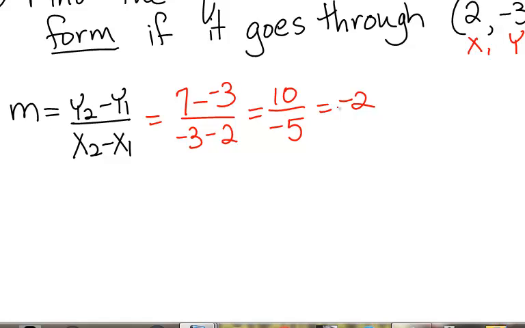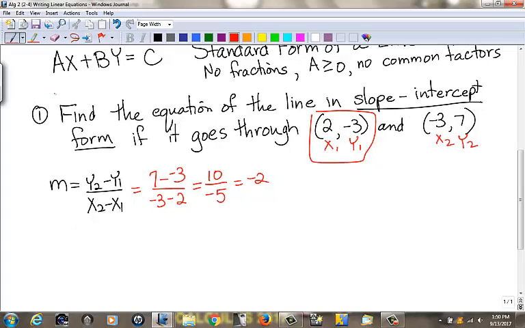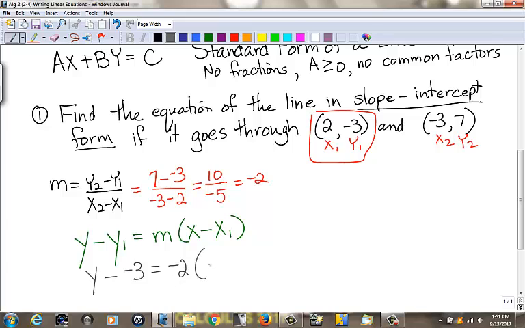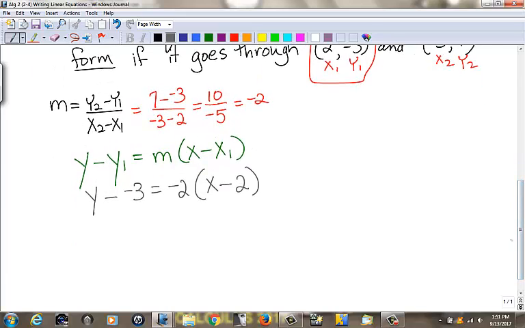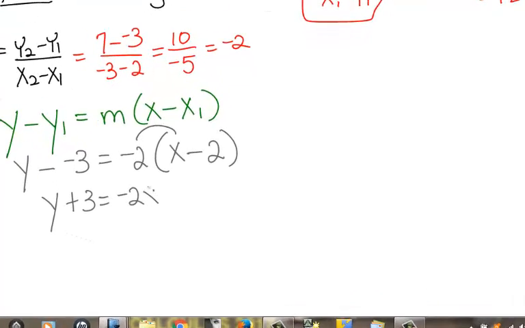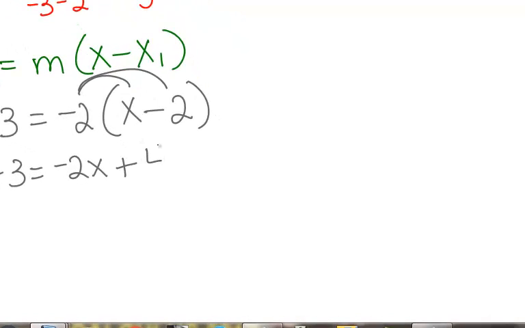And we've got plenty of points, so I'm going to use the first one because the formula has y minus y sub 1 equals m times x minus x sub 1. So now just fill into that. We'd have y. My y sub 1 is -3. My slope is -2. My x sub 1 is 2. You agree with that? So y minus a -3 would be y plus 3. And then multiply this out, would be -2x plus 4.